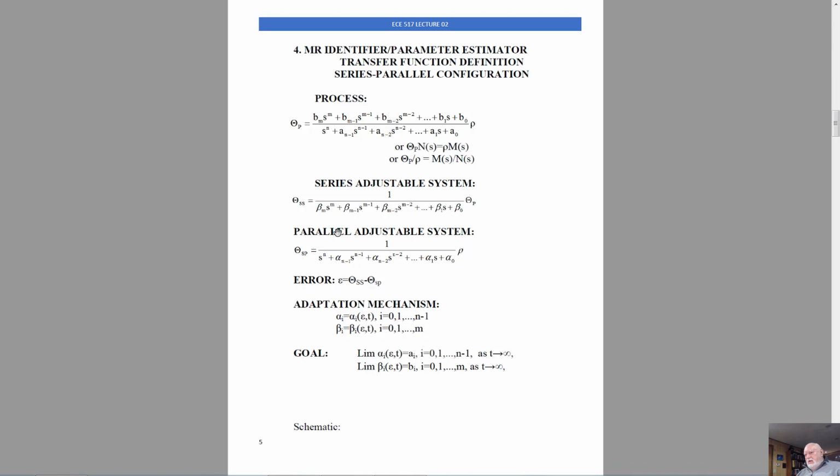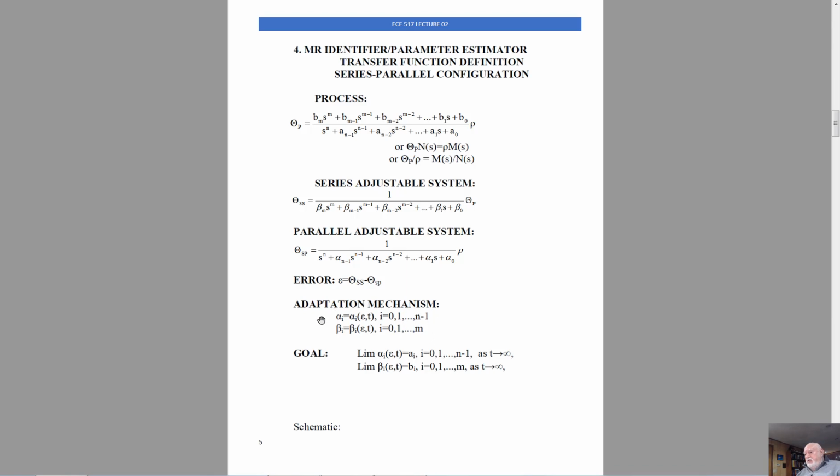Then this module has block. This module or this block has input rho. Output is theta series parallel. The error is defined as theta system series minus theta system parallel. If this error is reduced to 0, obviously we will have parameters beta equal to appropriate parameters b and parameters alpha equal to the corresponding parameters a.